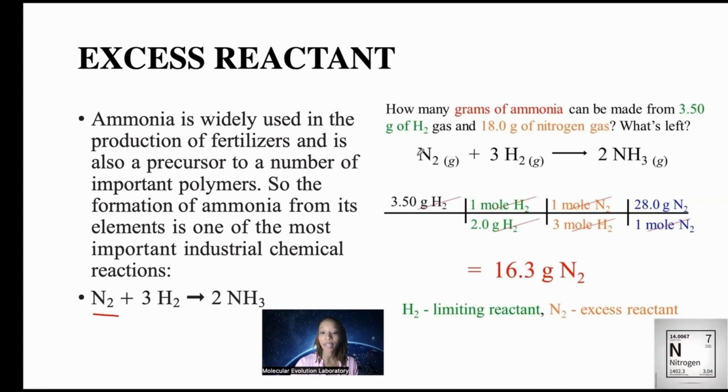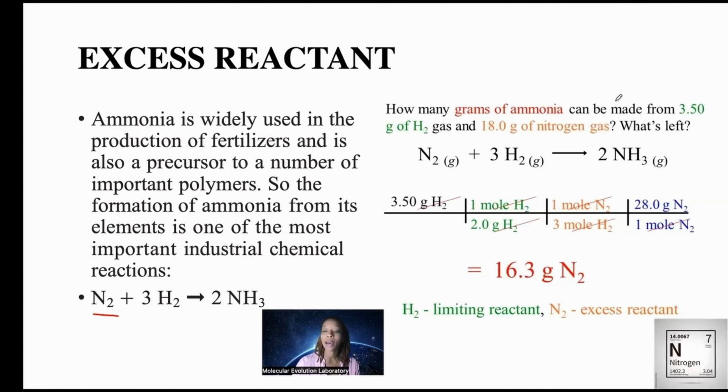Hydrogen. So first you have to find the atomic mass of nitrogen, which is 14. So this is 14 times 2, which gives you 28. You also have to find the atomic mass of hydrogen, which is 1, which basically gives you 16.3 grams of N2. So H2 basically ends up being the limiting reactant and N2 becomes the excess reactant.